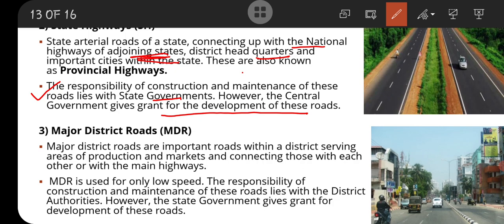Then major district road. Major district roads are the roads which serve the district within. That means major district roads are the important roads within the district, serving areas of production and market, connecting those with each other and with the main highway. Then MDR is used for only low speed, and the responsibility of construction and maintenance of this road lies with district authorities. However, the state government gives grants for the development and maintenance of the road. For state highway and national highway, the central government gives the grant for development and maintenance, and for the major district road, the state provides the grant, and district authorities are the major authorities which will work on that road.